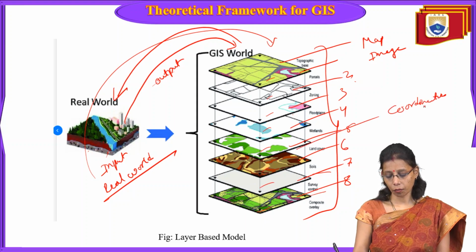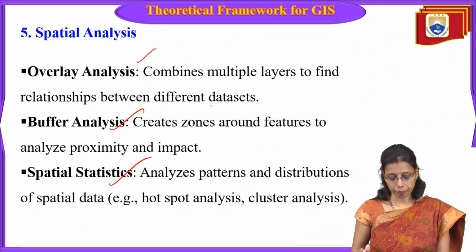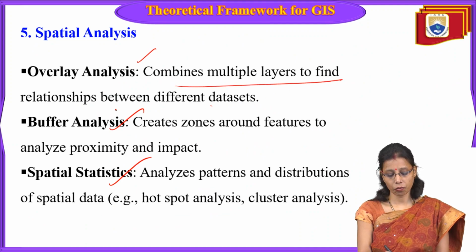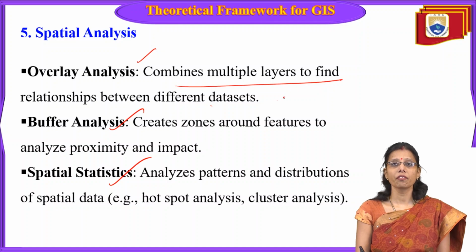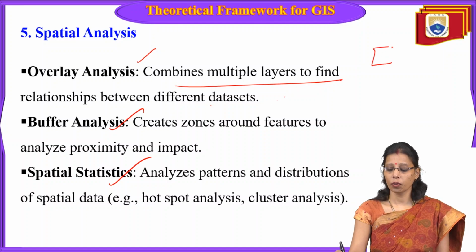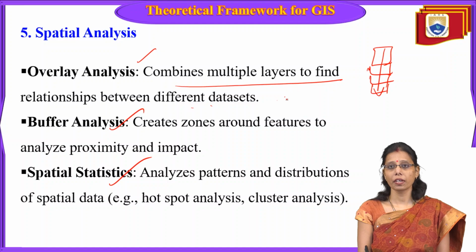And attributes. Combine the coordinates and attributes to get a final layer out of it. Okay, so that comes under the overlay analysis, which combines multiple layers to find the relationship between different data sets. So one layer, two layers, when they combine together, three layers, four layers, when they combine together, what happens? It will just find the relationship between different data sets.